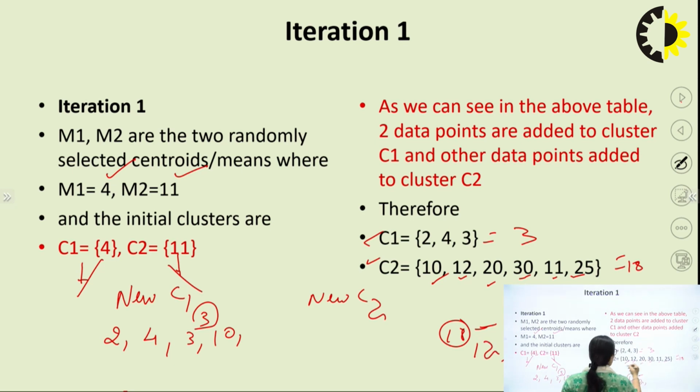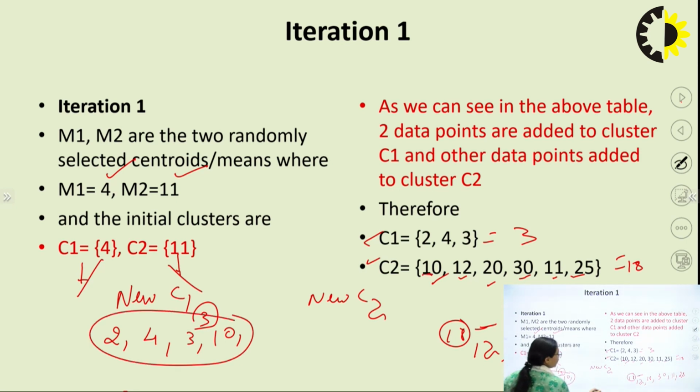Similarly 20, is 20 closer to 3 or 18? 18. 30 will be closer to 18 rather than 3. 11 will be closer to, obviously, 18. Then we have 25 and 18; 25 and 3 we compare, and we get that 25 is over here. So we see that there is a shift in the elements. 10, which was initially part of C2, is now part of C1.